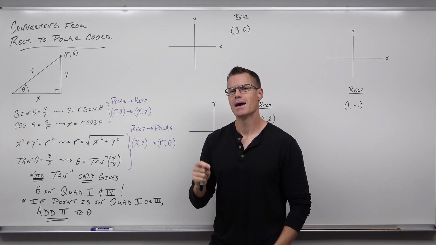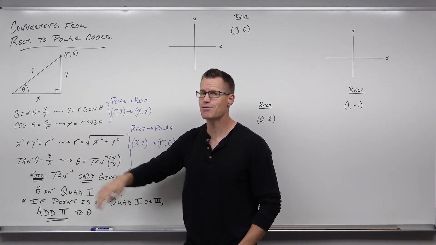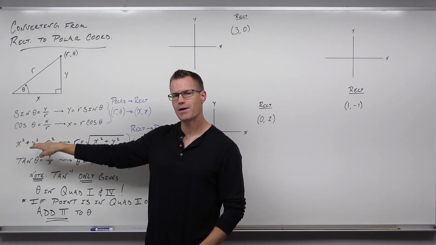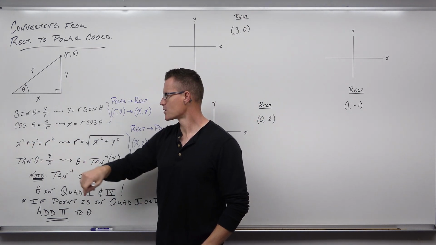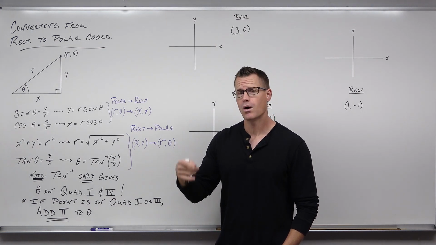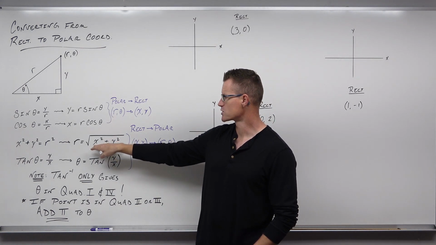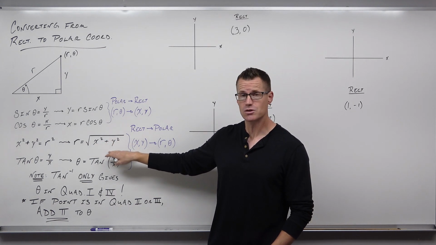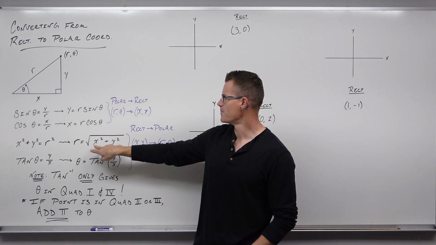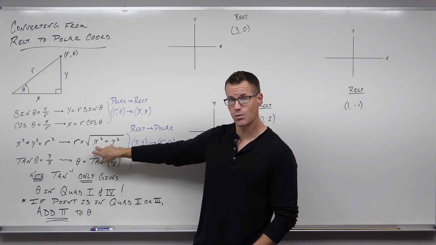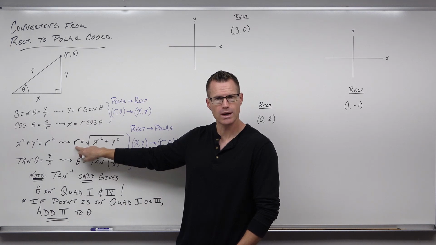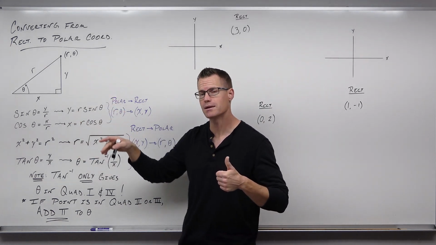Very, very nicely. However, there were two other things I gave you, I hope you remember. The Pythagorean theorem says x squared plus y squared equals r squared, or r is the square root of x squared plus y squared. This will let you change from rectangular coordinates, x and y, into polar. Oh, that's a radius. That's our r. That's what the r meant.